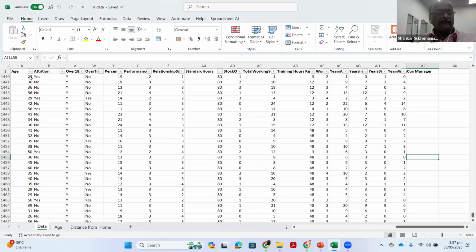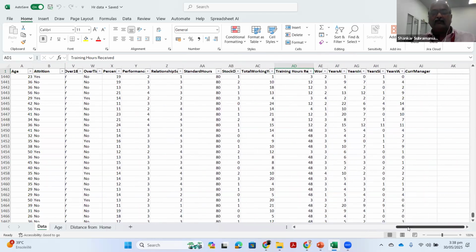So let's say you have a data set like this. It's typically saying age, attrition, for example. Over 18, then over time, the percentage salary hike, performance rating, relationship satisfaction, standard hours, stock options, total working years. So it's basically looking at HR data, for example, of a company, and this is typically the way to look.